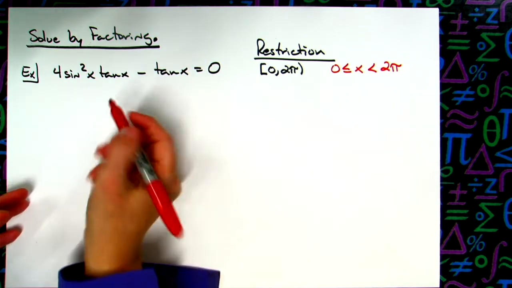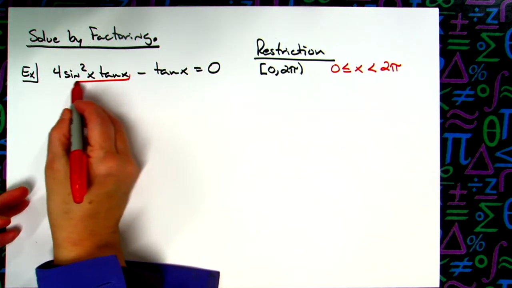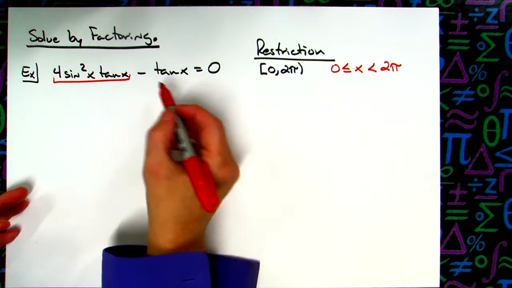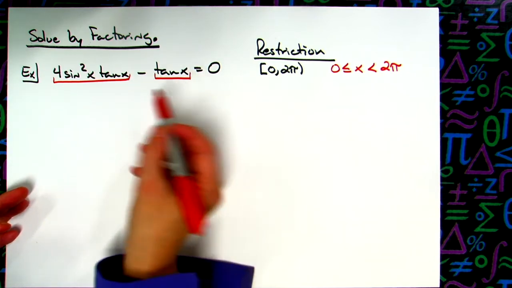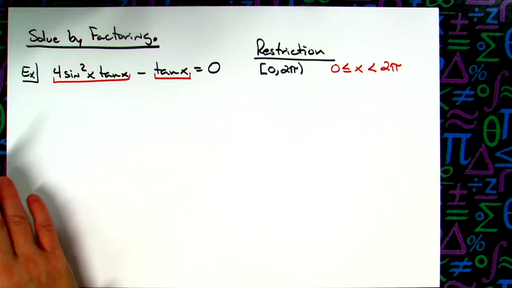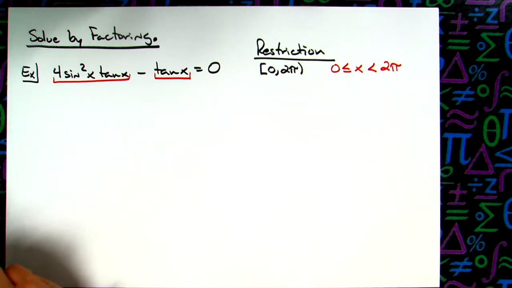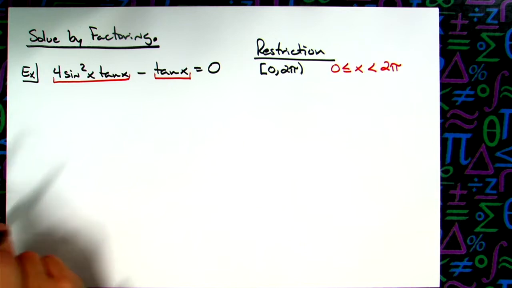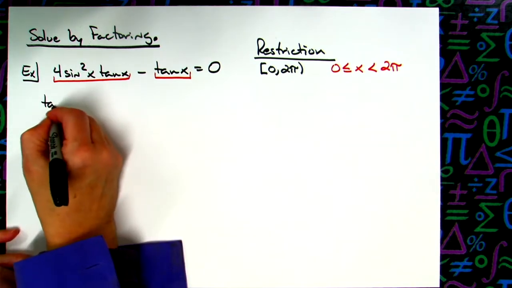Do you remember how to factor? You identify all your terms. Terms are separated by plus and minus signs. So this equation has 2 terms. All right, do I have a greatest common factor that I could take out? Tangent x. So we're going to take out that tangent x.